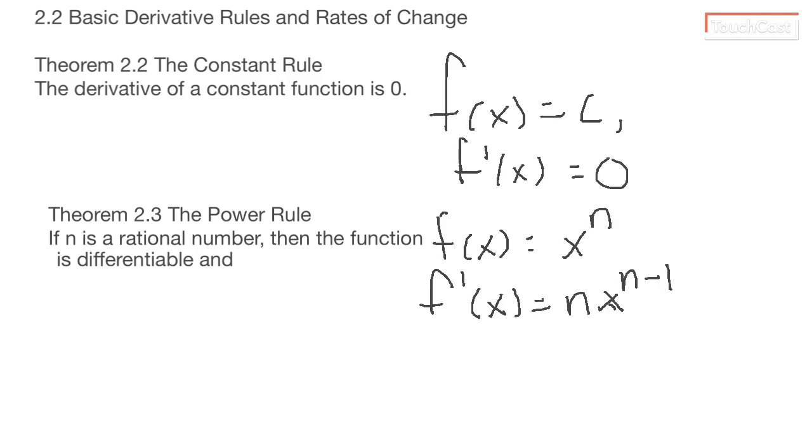Really all the power rule says is if we find the derivative, we take the power, put it in front of the variable, and then we reduce the power by 1. So now let's look at some examples.